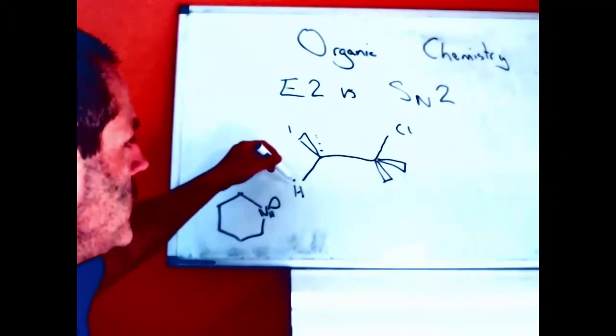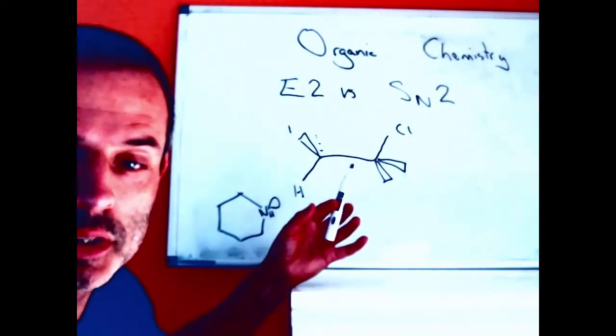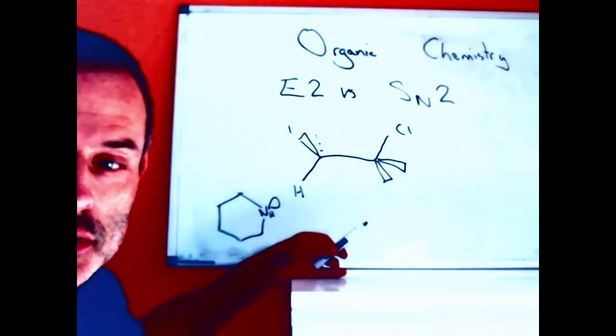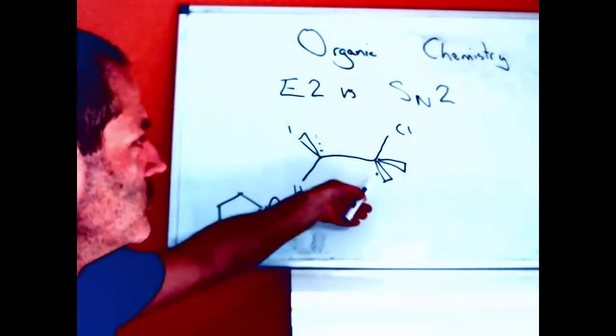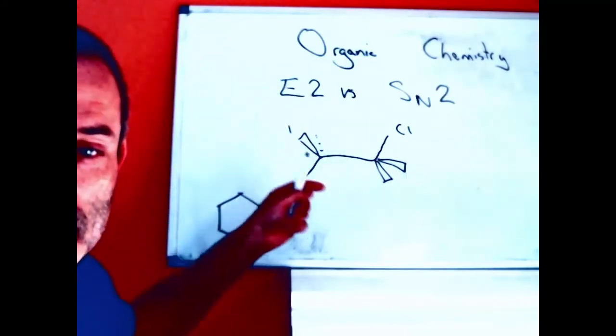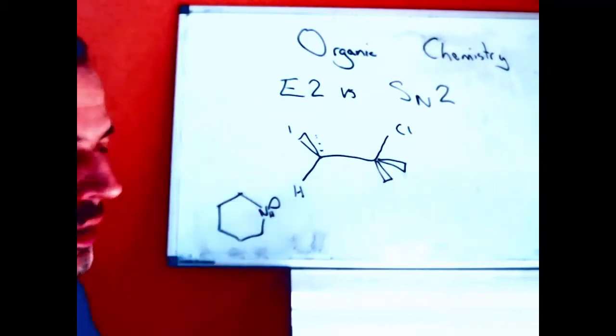Then it will tend to do an elimination reaction, because it's a good base but a not very good nucleophile. If we have a good nucleophile, OH- for example, then we are going to have less chance of having an elimination reaction, although it won't be zero.